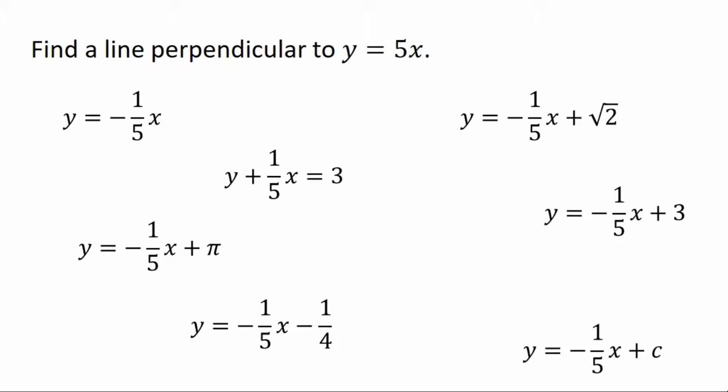Similarly, if I times everything by 5, I get 5y plus x equals 15. Now this is a nice form because it doesn't have any fractions involved. But of course it does have the disadvantage that it's not in the form y equals mx plus c. So we can't immediately find the gradient. We'd have to rearrange it first. But anyway, all of these would be perfectly valid answers to find a line perpendicular to y equals 5x.